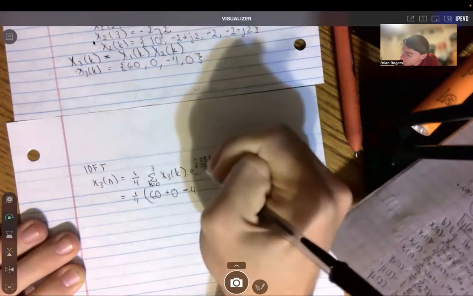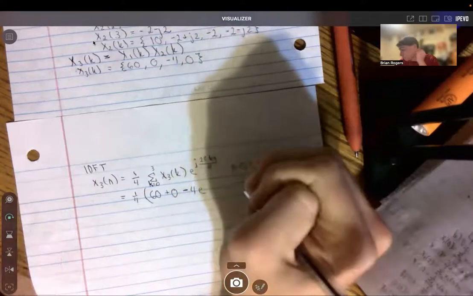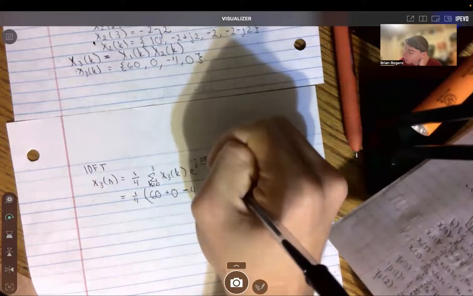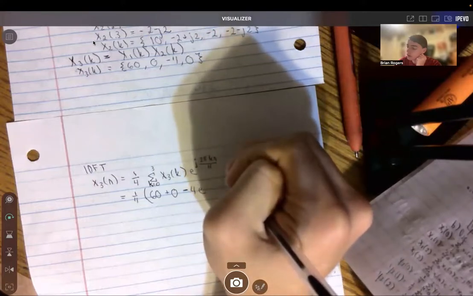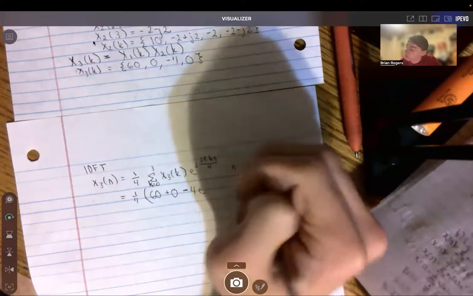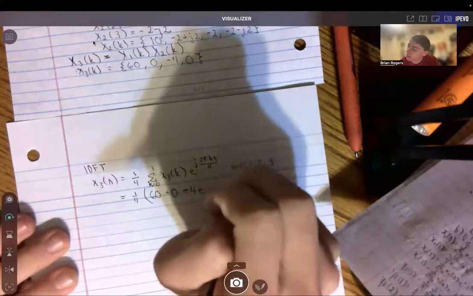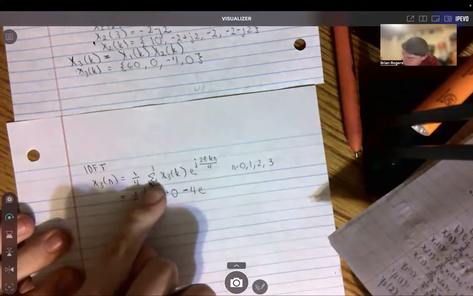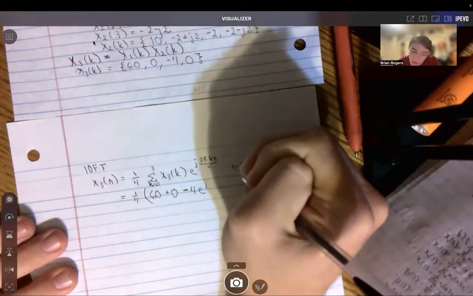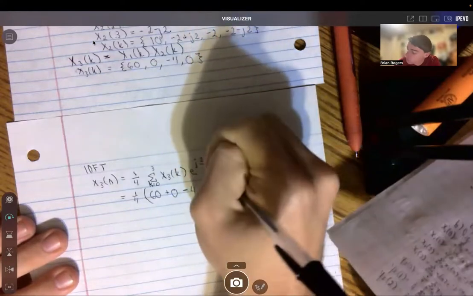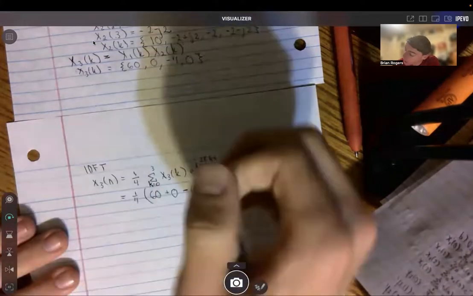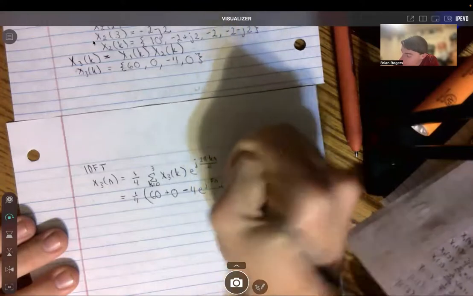And then this would be e to the j, and then this would be 4 pi k all over 4, which would just be pi k. And so here, sorry, pi n, because we're plugging in for k. That's a big thing. Notice that here we're doing the summation of k. And so we're going to get -4 e to the j pi n, because we plug in for k equals 2, that would be 4 pi over 4, so that's what we get, pi. And then our last one would be plus 0. Okay.